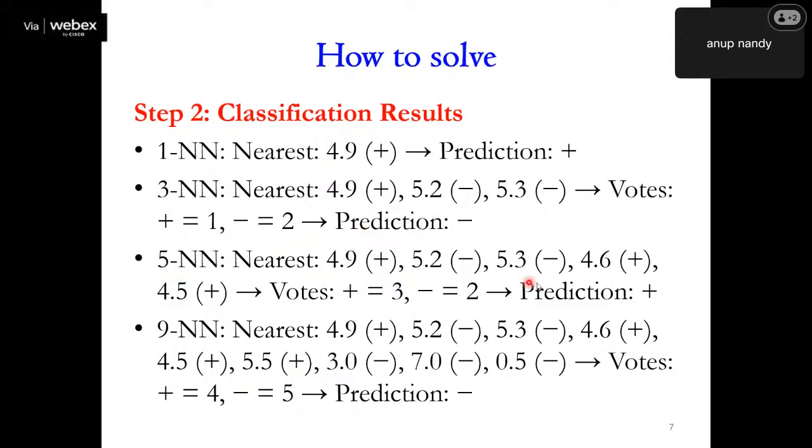Similarly, for the fifth NN, you have to see which class has the maximum representatives. In the positive class you have three representatives, so you apply the majority voting technique: plus is 3 and minus is 2. Then the prediction is plus. Similarly, for the ninth NN, the negative class has 5 representatives, and the positive class has 4. Then obviously it will be classified in the negative class.